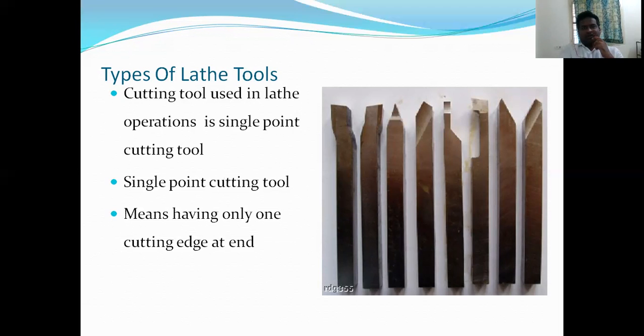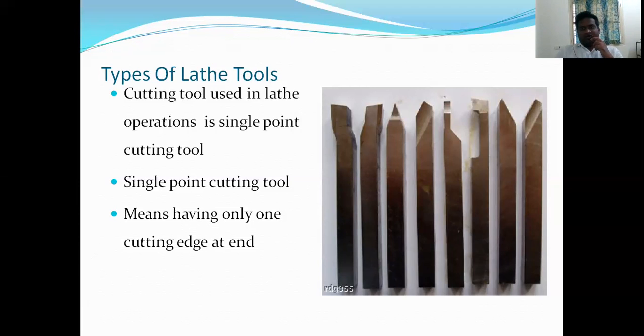Means having only one cutting edge at the end. So this is the body of the cutting tool, and this portion is having the cutting edge. The tool may be made with two different materials, but at last the cutting edge is only a single point. That's why they are called single point cutting tools.